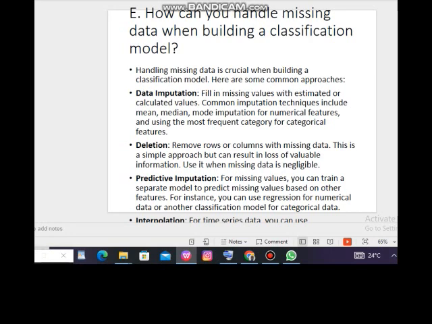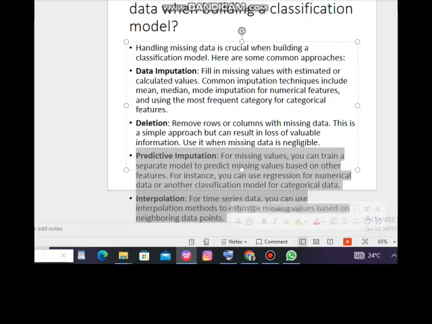Predictive imputation for missing values. You can train a separate model to predict missing values based on other features. For instance, you can use regression for numerical data or another classification model for categorical data. For time series data, you can use interpolation methods to estimate missing values based on neighboring data points.